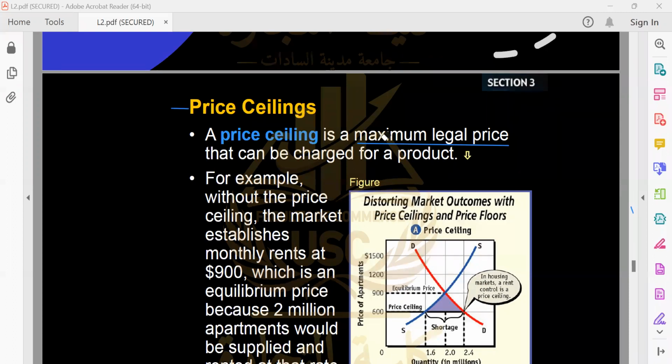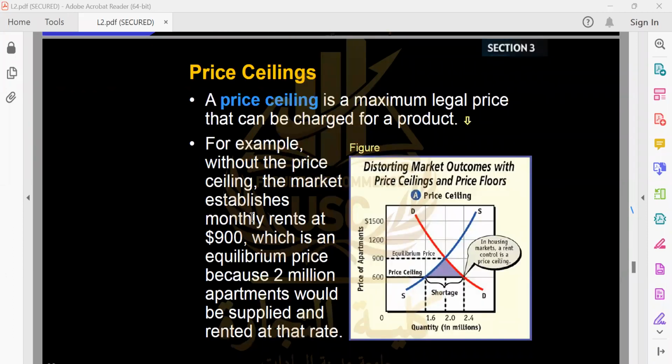We'll have an example, and the most important example we will take is about rent in the housing market. So at some times the government should take part in the market to put a price ceiling on rent prices in order to offer more for the consumers, because the house owner wants to charge more for his real estate.